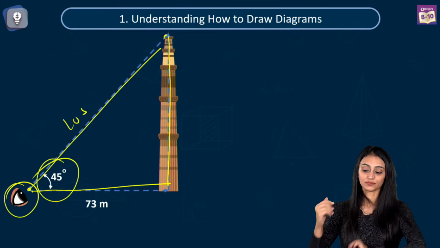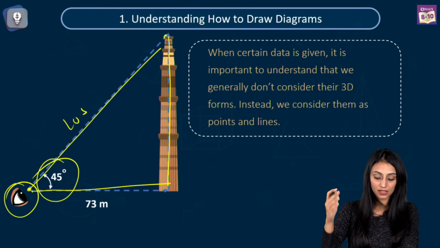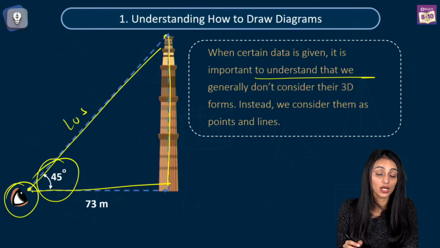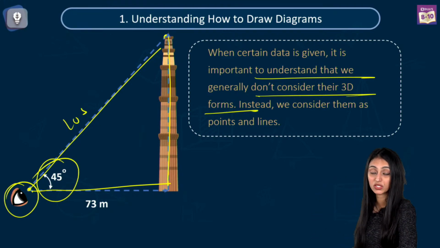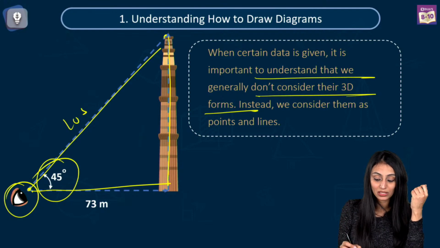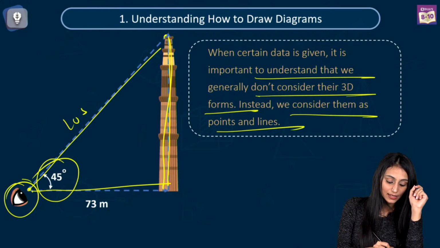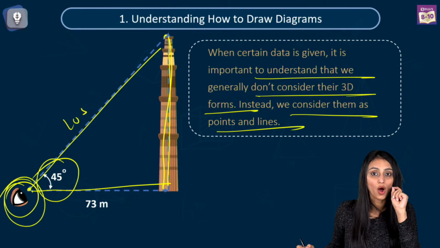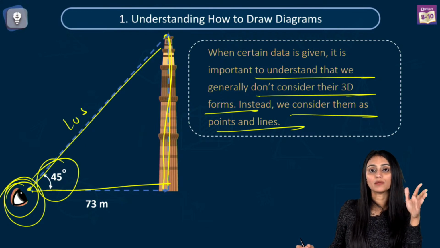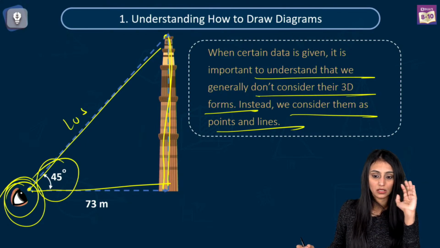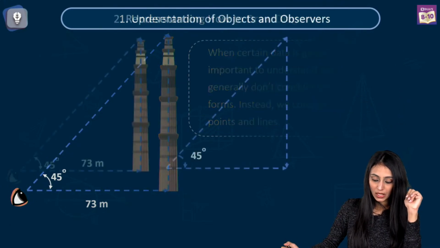All right. Now, the important thing that you need to know here is that whenever certain data is given, we generally do not consider their 3D forms. Here, Qutub Minar is a 3D object, so we are not considering it as a 3D form. We will consider them as points and lines. This will be considered as a straight line. And here, the observer would be considered as a point object, right? So this is a very important thing that you need to know when it comes to drawing the diagrams. Yes, Yasharth, crystal clear? Let's move ahead.